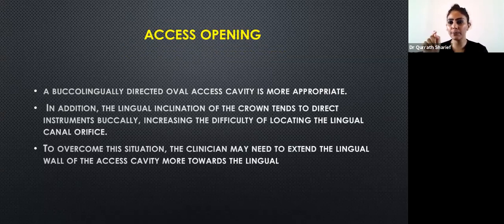So when you try to place the file on the lingual canal, again the file will go into the buccal canal. Again, you will miss the extra canal. So it's very important that the lingual shoulder should be removed, especially for your lower premolars, so that you do not miss any canals.